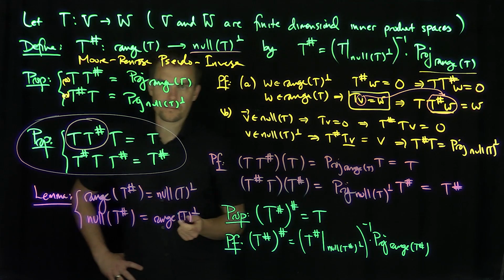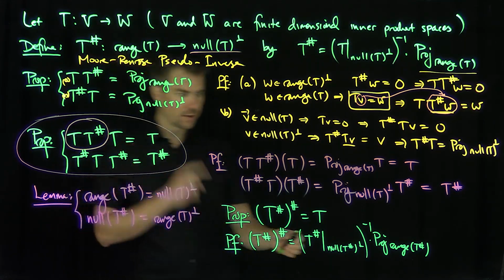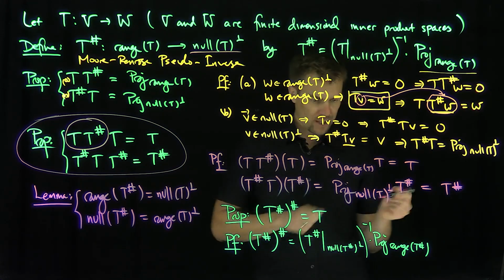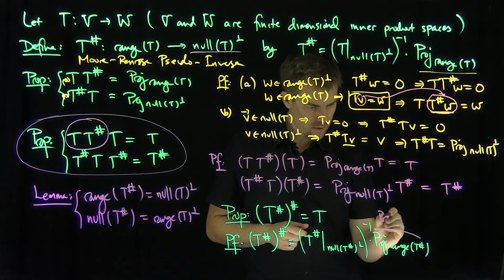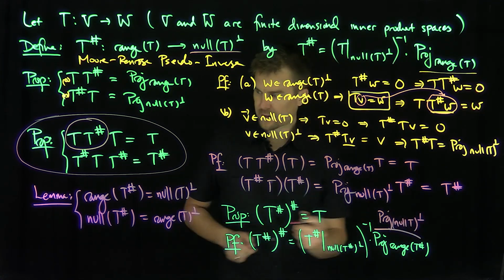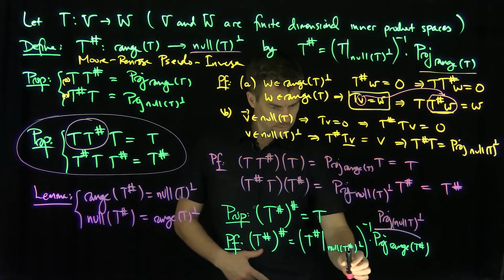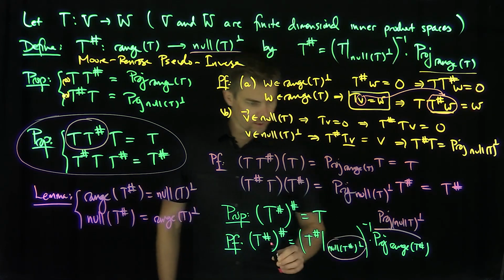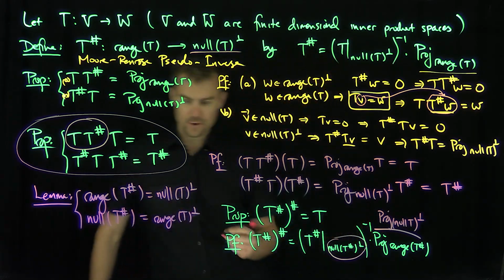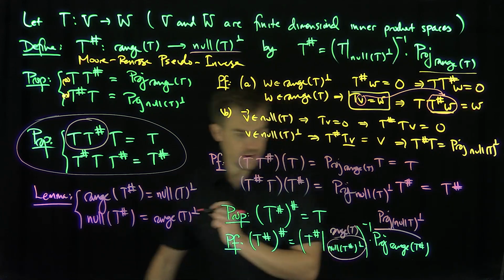Now, what do I know? I know the range of T sharp is the null space of T perpendicular. So this projection over here is the same as the projection onto the null space of T perpendicular, by the fact that the range of T sharp is the null space of T perpendicular. Now the null space of T sharp perpendicular is what? It is the range of T perpendicular. So the perpendicular of the perpendicular is the original, so this is just the range of T, right?